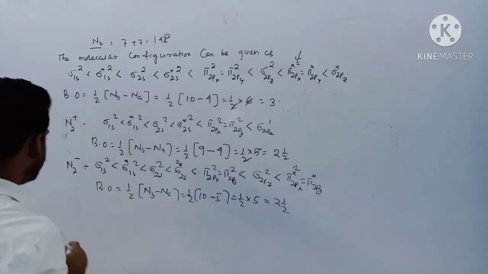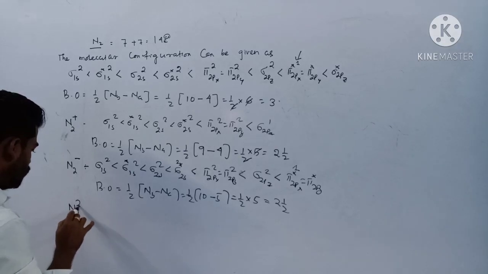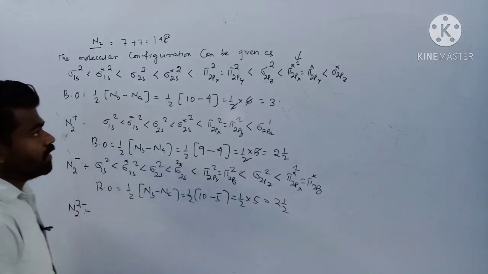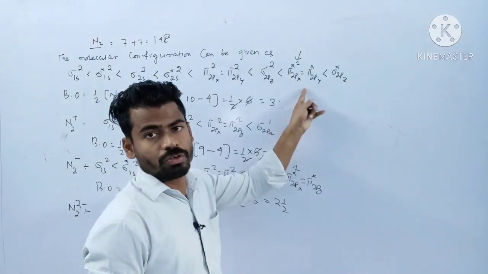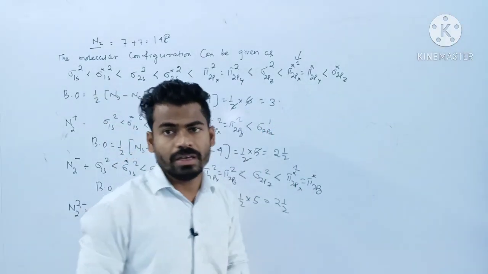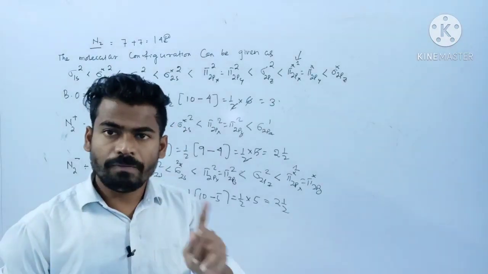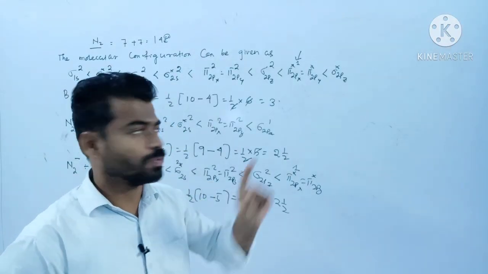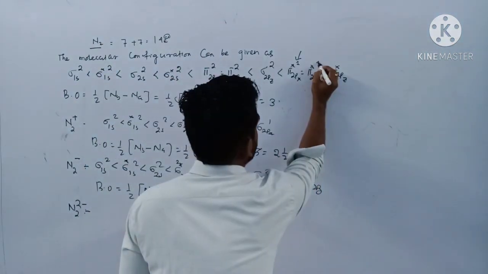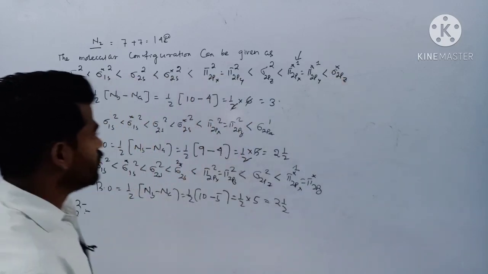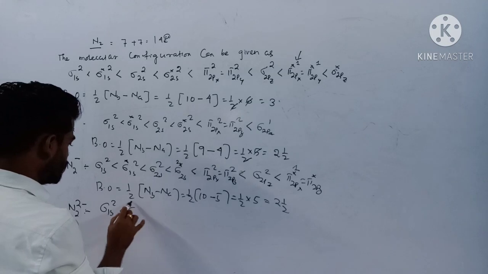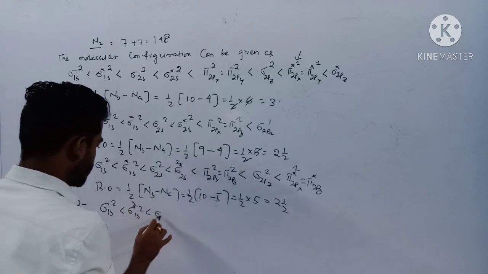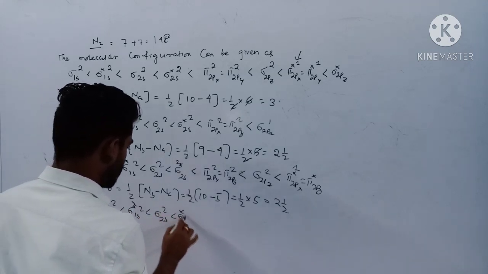The next one is N2 2 minus. Now the next electron enters into the 2py because these are energetically the same. According to Hund's rule, degenerate orbitals are filled singly first, then pairing starts. So you have to supply one electron over here, again here. Next, again the configuration: sigma 1s2, sigma star 1s2, sigma 2s2, sigma star 2s2.